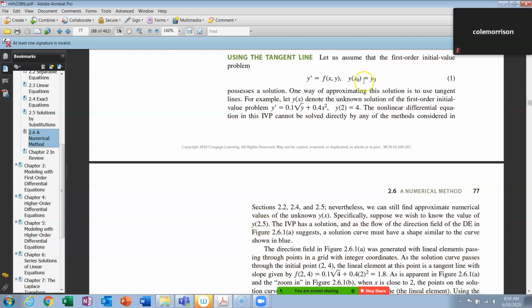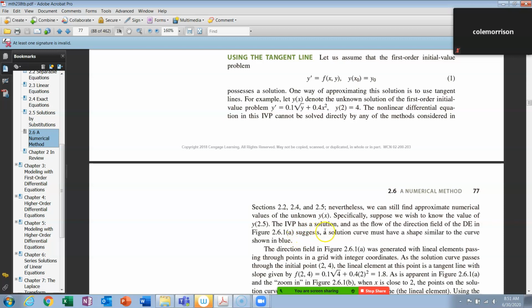You're going to try to find 2.5. You know what your initial situation is here, and this is what you're going to be undergoing here. Oh, there it is. y of 2 is equal to 4. I forgot that. So we know we're starting when x equals 2, y is equal to 4. We want to know what's happening when you get to x equal 2.5.